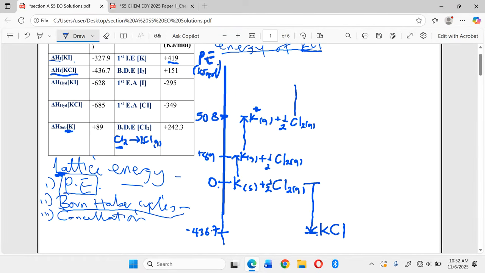It is positive 243, which means we're going to get 508 plus 242.3. What do we get? But you recall, let's first see if it is at this point. We want to see which value. Do we just add that? You recall when this one forms the gas, when this one is undergoing bond dissociation energy, we are going to form a gaseous atom.